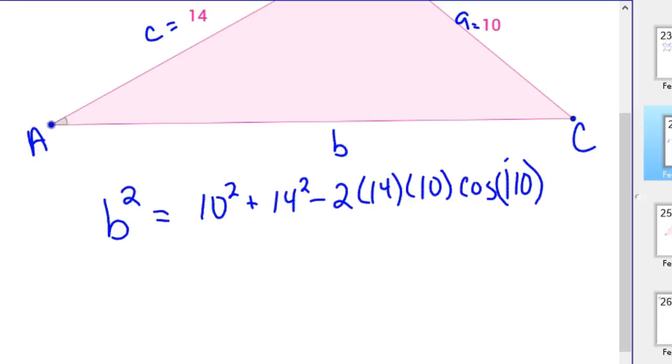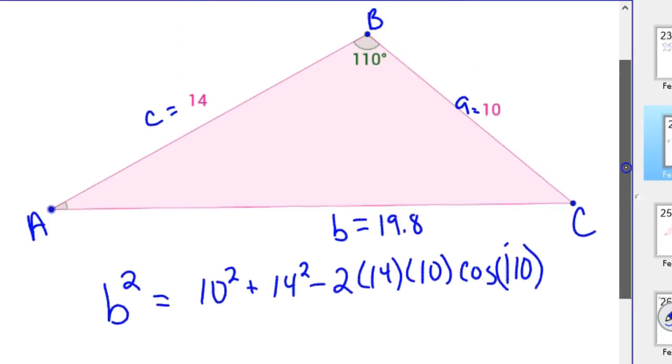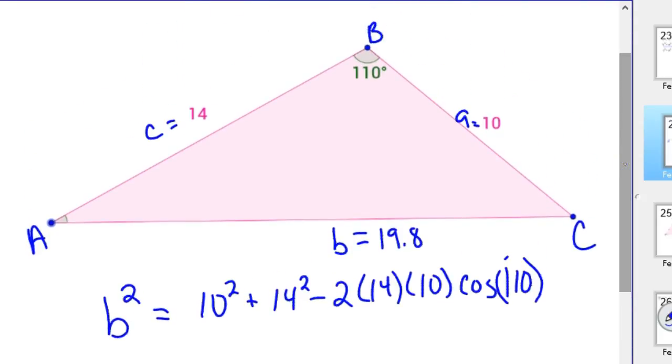Okay, so we have b, 19.8. And now to find the rest of the information, we still need to find angle A and angle C. So let's find angle C next. I always find my angles from the largest to the smallest. We already have the largest, which is 110. Can't get any bigger than that, because otherwise you wouldn't have a triangle in a two-dimensional space. But we could find C, which will be the next biggest.